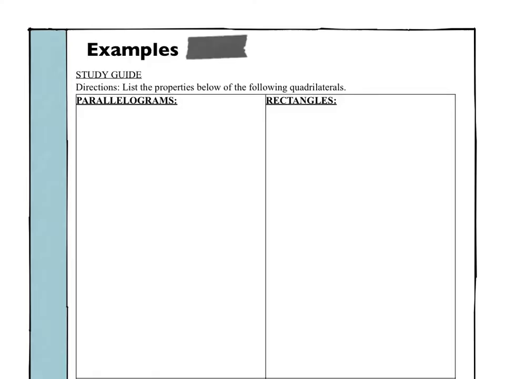Okay, so the examples today are going to be a part of what you work on tomorrow, your study guide, and your unit review. The first one is parallelograms. For parallelograms, you want to actually list all the properties of a parallelogram that you know. For parallelograms, opposite sides are parallel, opposite sides are congruent, opposite angles are congruent, adjacent angles are supplementary, and diagonals bisect each other.